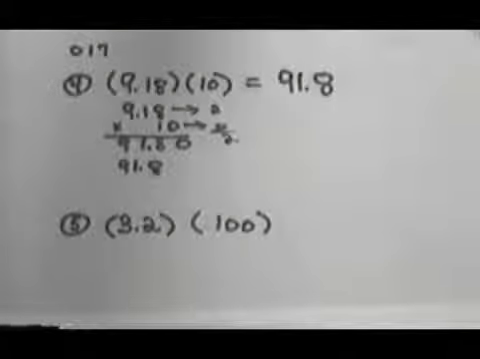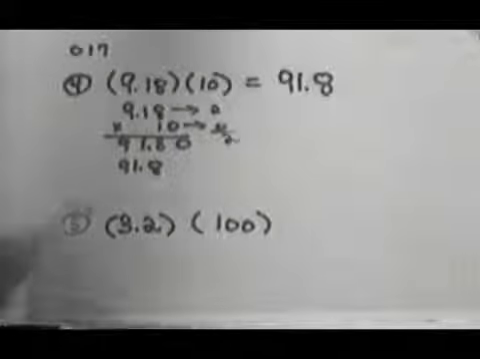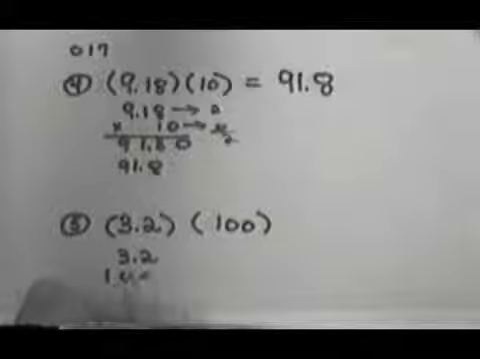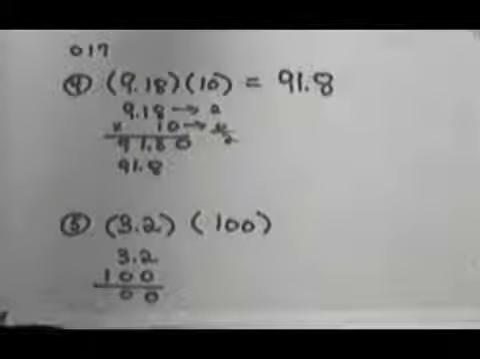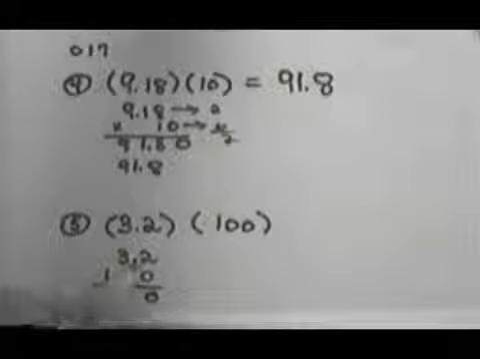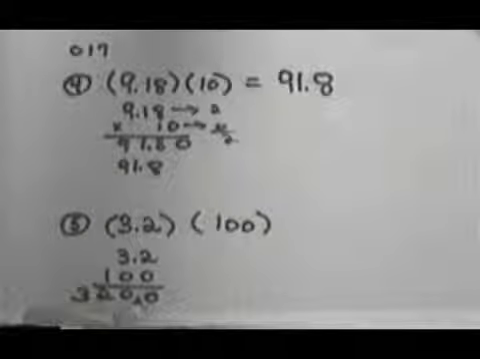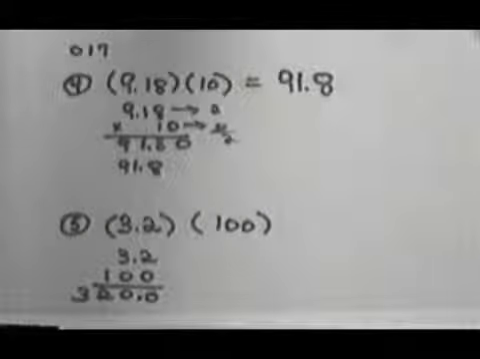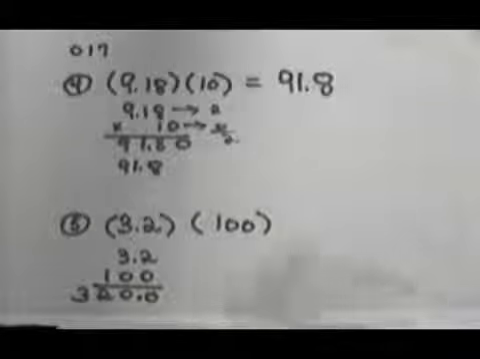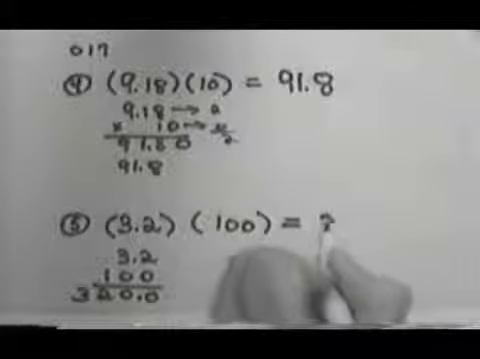Now let's look at another one. Let's do 3.2 times 100. This time I'll go ahead and write it this way. But I'm just going to put the zeros down to hold the places and then say 1 times 2 is 2. 1 times 3 is 3, and I only have 1 decimal place, so I'll put in my 1 decimal place, and we probably write that answer 320. So we'll say our answer is 320.